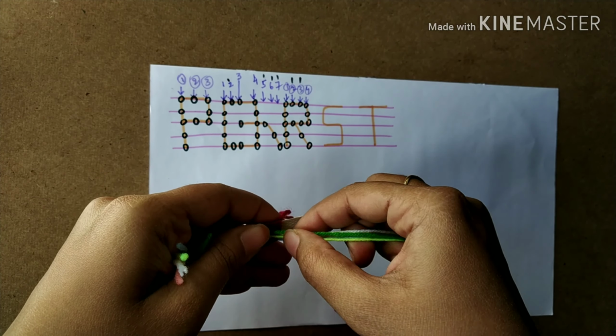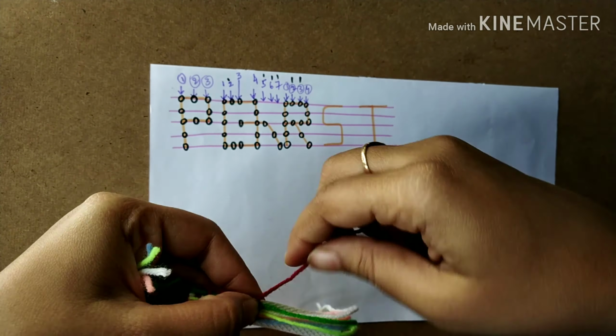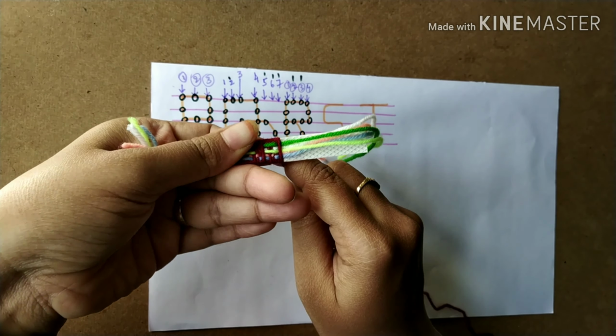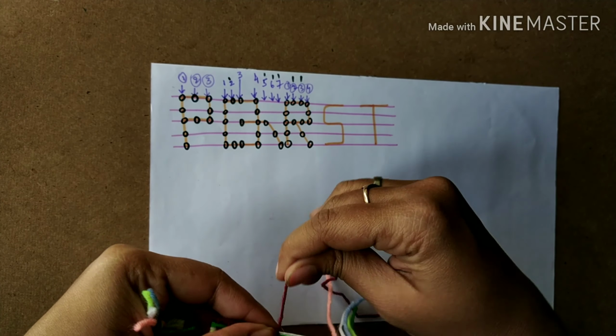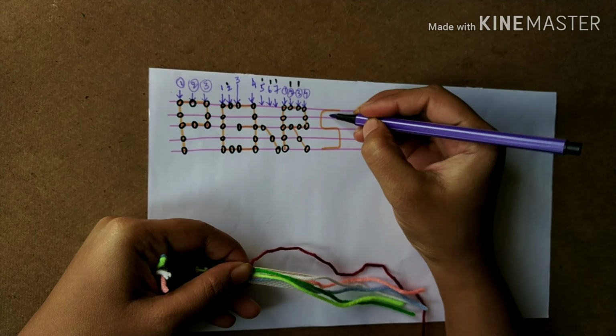This method saves a lot of time compared to the traditional method. So after completing the letter, give the letter space. Here R is clear. It's done. Adjust the threads.